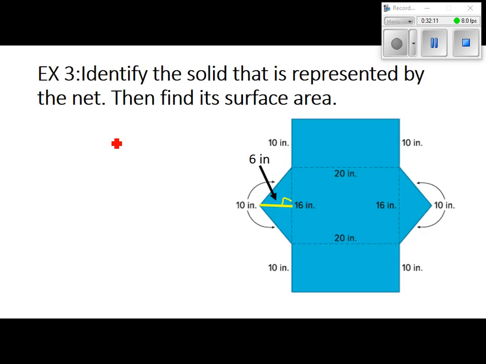Identify the solid that is represented by the net, then find its surface area. Remember that this is telling us that this is the height of that triangle. That's a right angle. That little box tells us that's a right angle there.